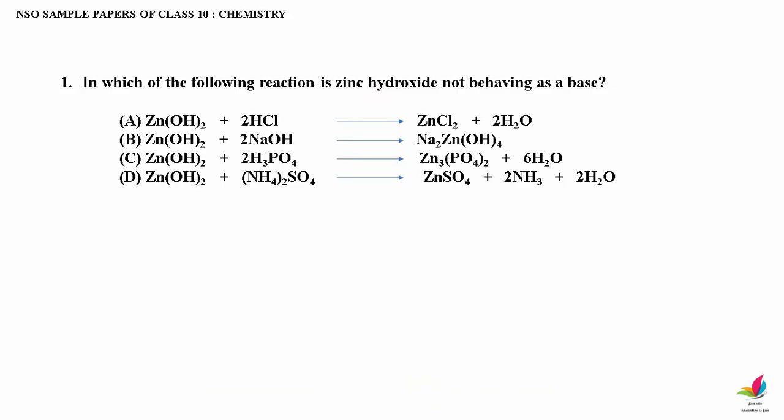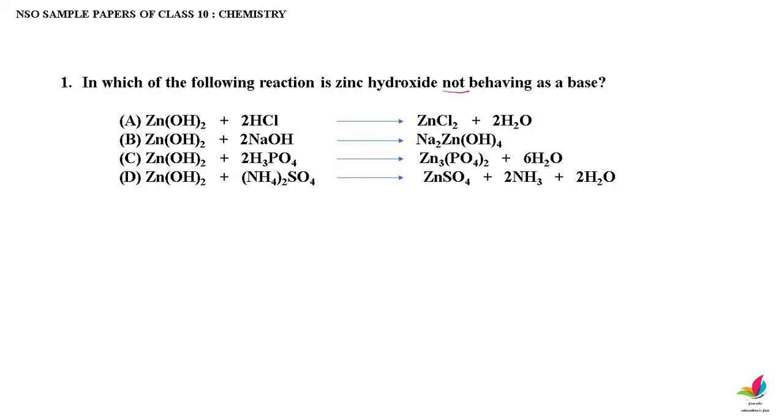So here is the first question. It says, in which of the following reactions is zinc hydroxide not behaving as a base? Okay, so you have four options given here, A, B, C, D. You have to identify in which of the following reactions zinc hydroxide is not behaving as a base.